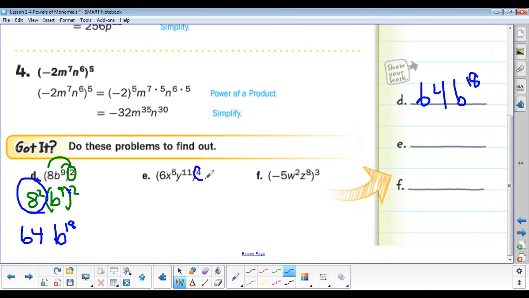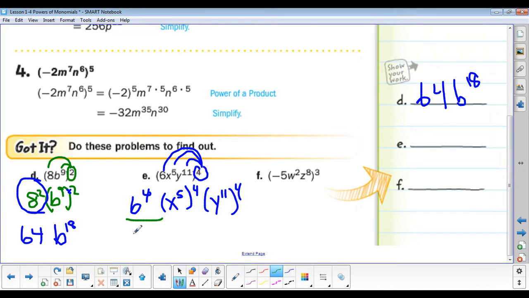Here, this 4 is going to get distributed to all three of these things. It's going to go to the y, the x, and the 6. So I'm going to have 6 to the 4th power. I'm going to have x to the 5th raised to the 4th power. And I'm going to have y to the 11th raised to the 4th power. Now, for 6 to the 4th, that's a pretty big number, so I'm just going to leave it as 6 to the 4th. If you want to multiply that out and see what it is, good for you, but that's more work than we need to do.